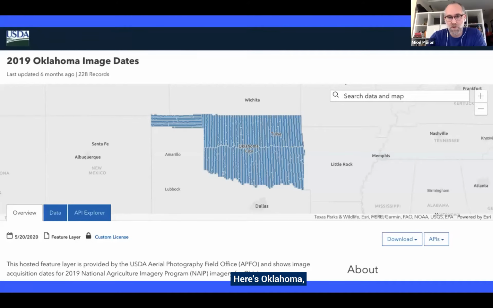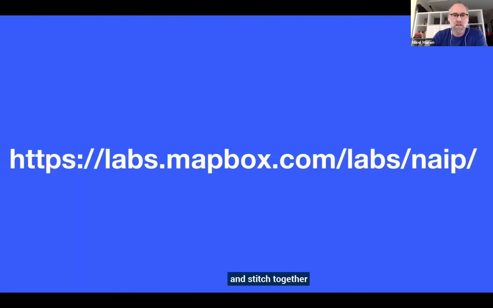Here's Oklahoma, and you can see those little stripes. Those are each of the scenes which were acquired on a particular flight on a particular day that all got stitched together for all of Oklahoma. So we also took all that imagery, all that data for all 48 states, and stitched it together into the NAIP viewer, which is available at this URL.